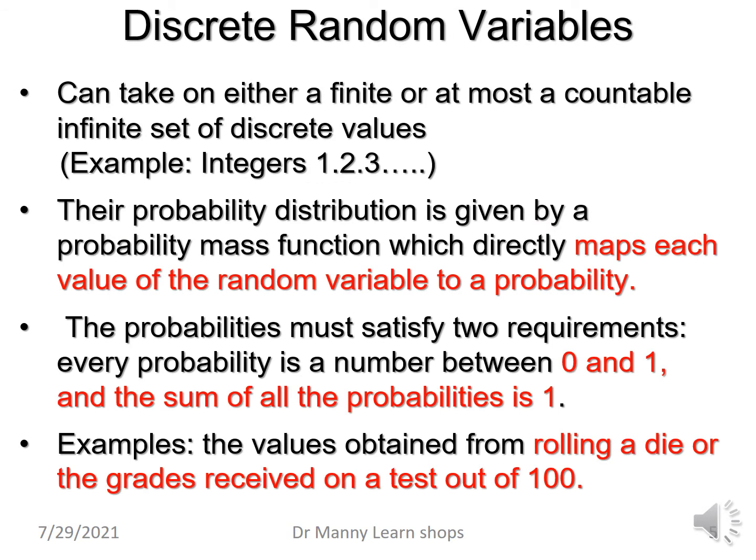Discrete random variables. These can take on either finite or at most a countable infinite set of discrete values, for example, integers such as 1, 2, 3, 4, 5, 6, 7, 8, 9, 10. Their probability distribution is given by a probability mass function which directly maps each value of the random variable to a probability. The probabilities must satisfy two requirements. Every probability is a number between 0 and 1, and the sum of all probabilities is 1. Examples: the values obtained from rolling a dice, or the grades received on a test out of 100.